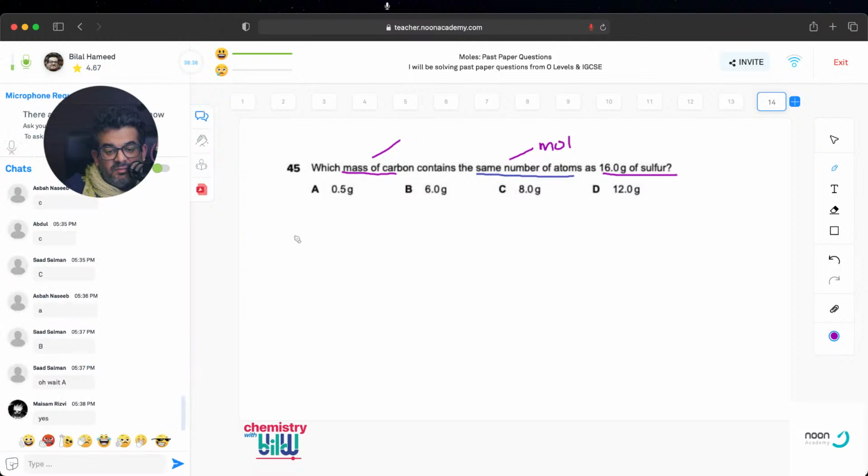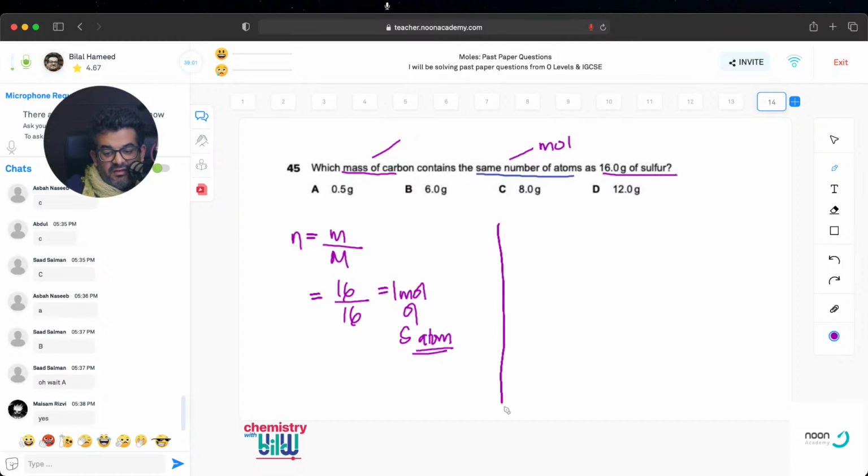So we find the number of moles of sulfur. Now it's atoms, so we can use AR, remember. So mass over molar mass of atoms. So 16 over the AR of sulfur. That's 1 mole of sulfur atoms. If you use AR in mass over molar mass, you'll get the moles of sulfur atoms. So now you have 1 mole of sulfur atoms. So which mass of carbon will have 1 mole?